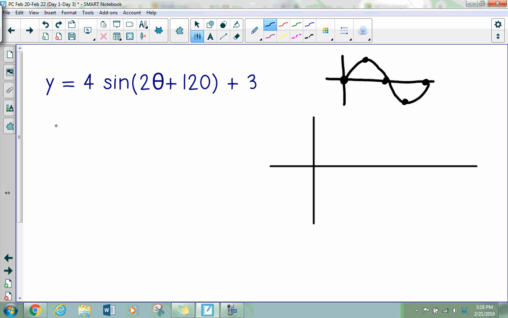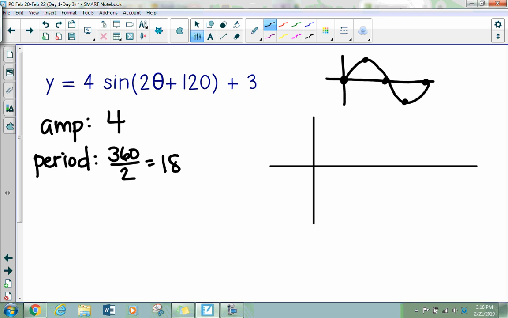We want to know the amplitude, which in this case, we got another stretch, but this one got stretched by 4. We want to know the period. Normally it takes from 0 to 360 to complete a cycle. In this case, it would be 360 divided by that number right there, which is 2. So we're going to complete 1 full cycle within 180 degrees on this one.